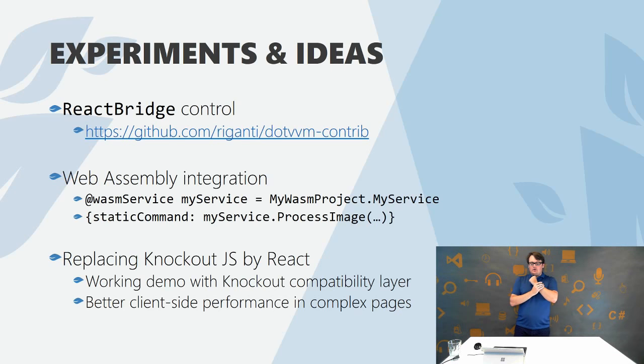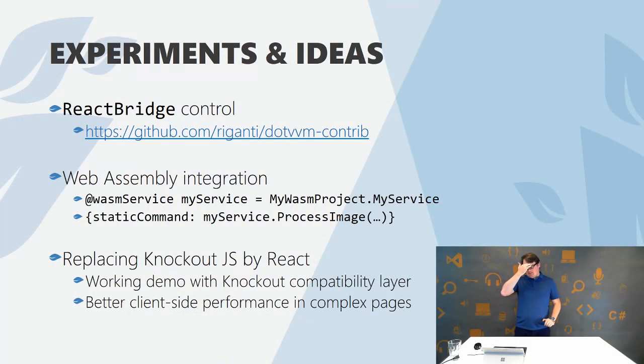Also, we have been thinking about replacing Knockout.js with React, because if the page is too complicated, if there's thousands of rows in the grid, the knockout can be quite slow. So we were thinking about integration with React, and we have built a prototype where the data bindings are translated and the page is translated to React, and there is still Knockout.js running in the background, so all the controls which are using Knockout.js can still work, and there is a compatibility layer between these two technologies. We don't know yet if this is the future of .vvm. These are the things we are playing with.